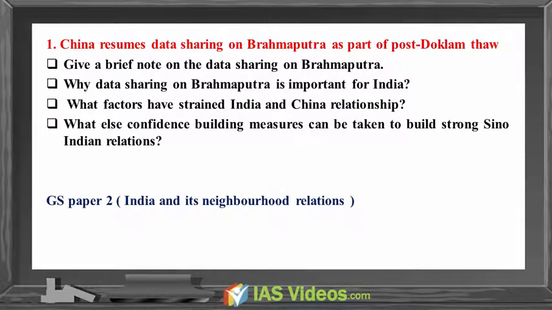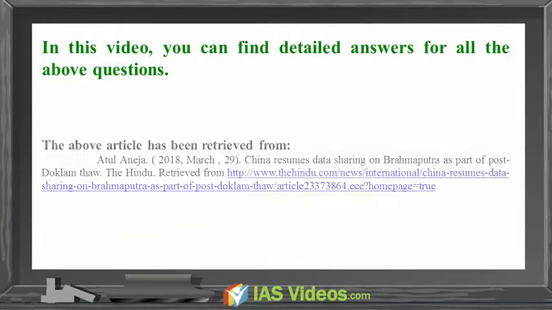GS Paper 2: India and its Neighbourhood Relations. In this video, you can find detailed answers for all the above questions. The above article has been retrieved from thehindu.com, dated March 29, 2018.